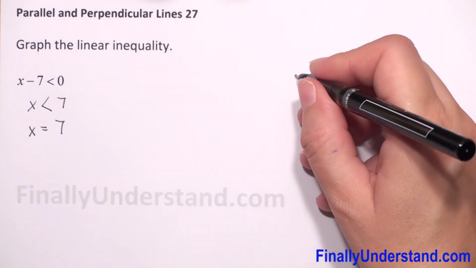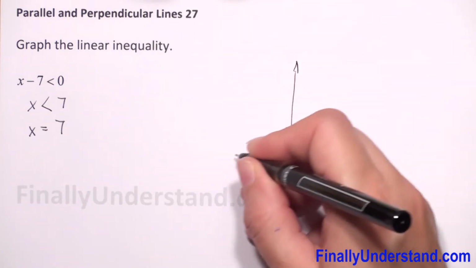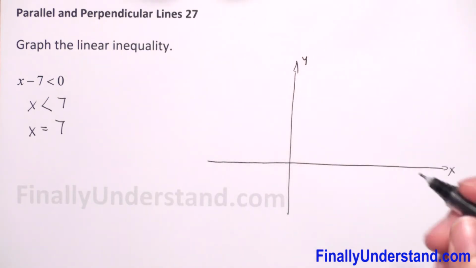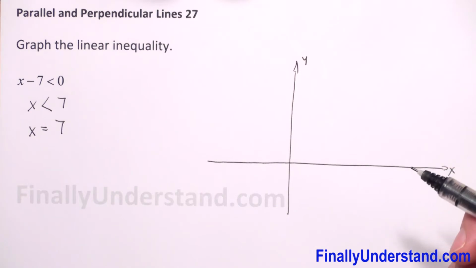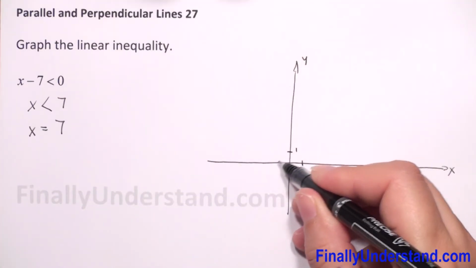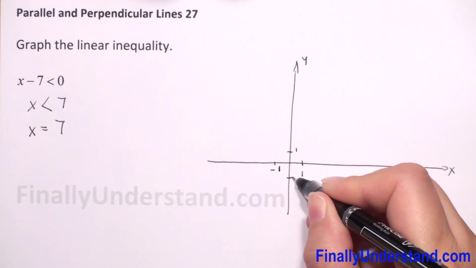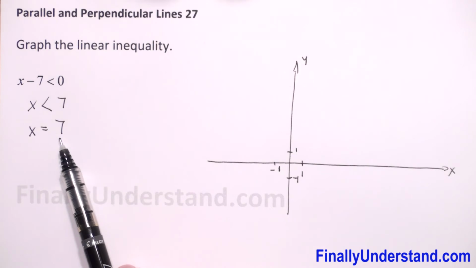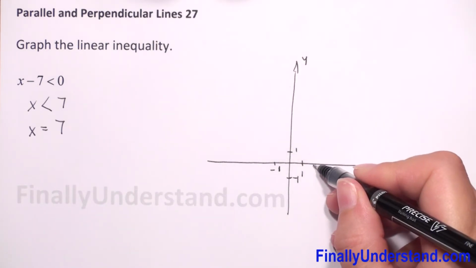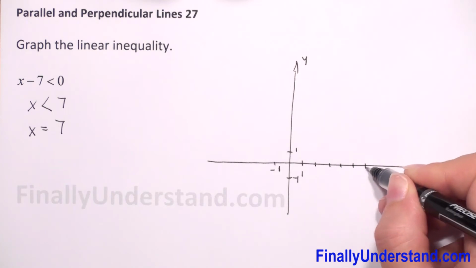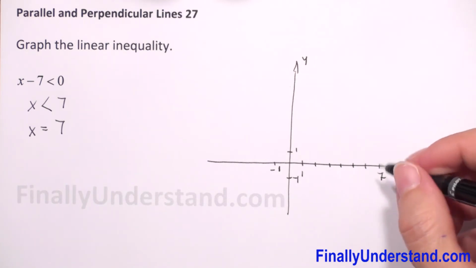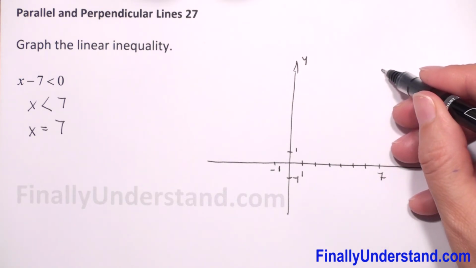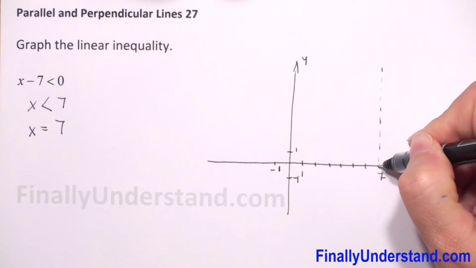So let's draw the xy plane. We have to choose the unit. We have the line x equals 7. So let's find x equals 7: 2, 3, 4, 5, 6, 7. And this line is parallel to the y axis. This is x equals 7.